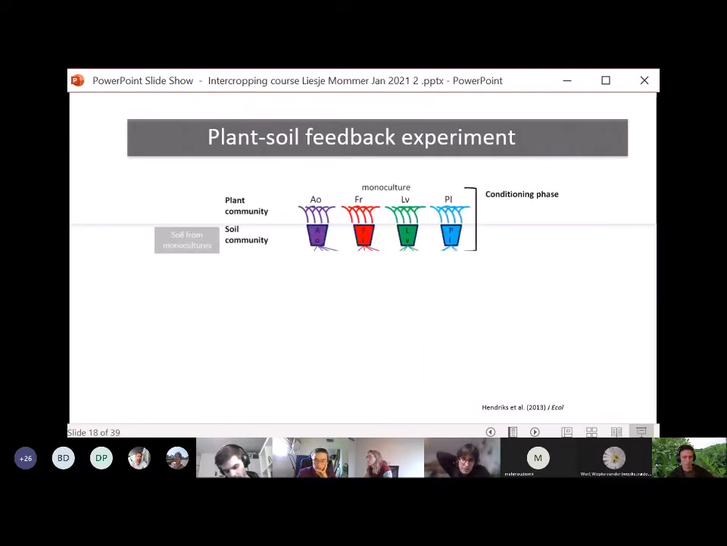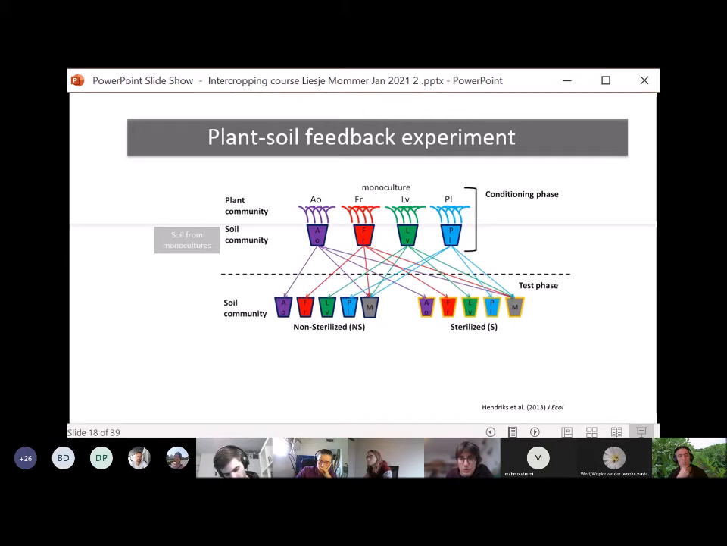We also did an experiment to have a little bit more focus on that. So we did a plant soil feedback experiment. These experiments start with different soils. So we took soils from different monocultures: purple, pink, green and blue. These are two grasses and two forb species, but it doesn't matter so much. And with that, we had the different soil microbial communities.